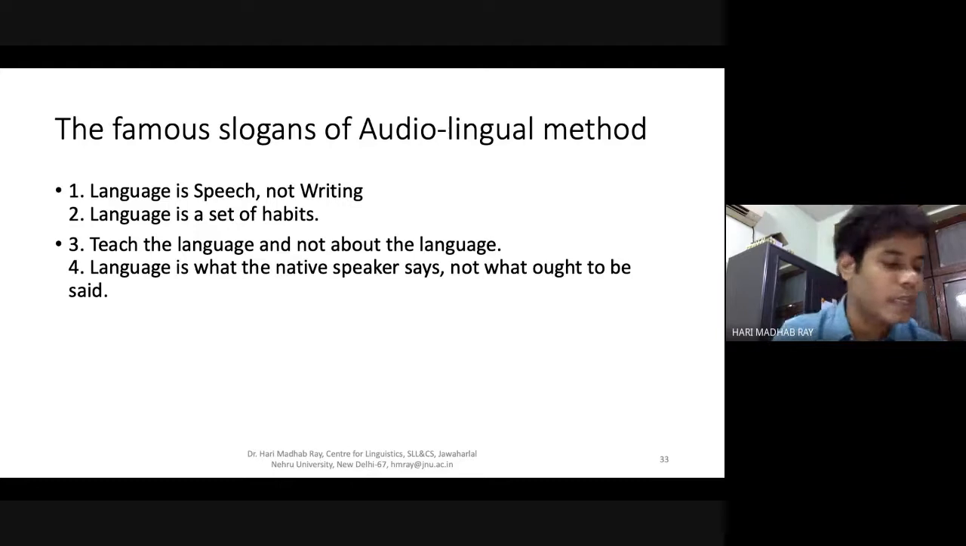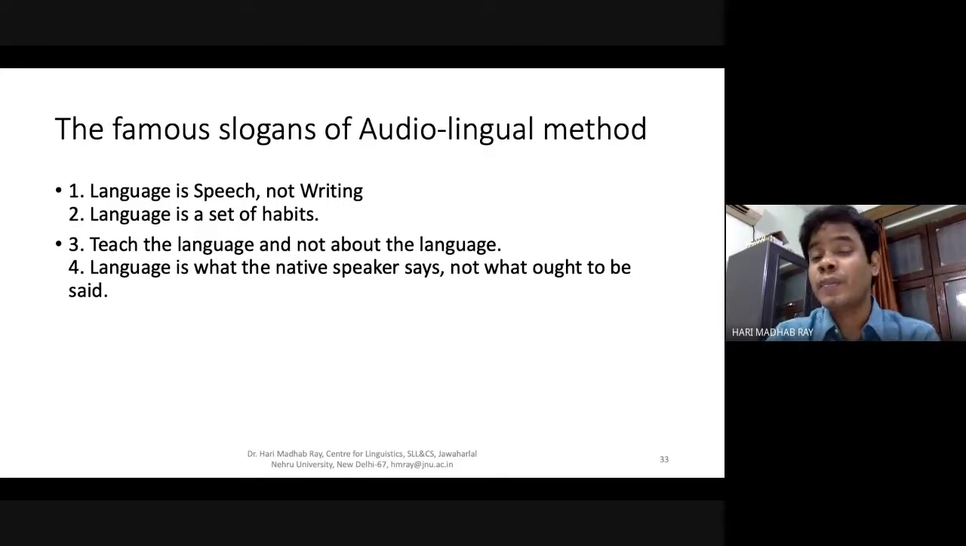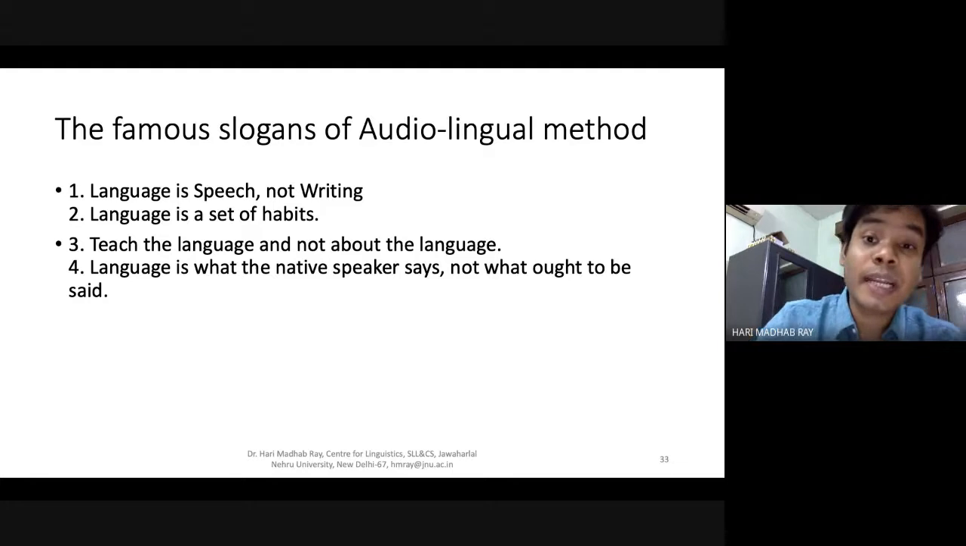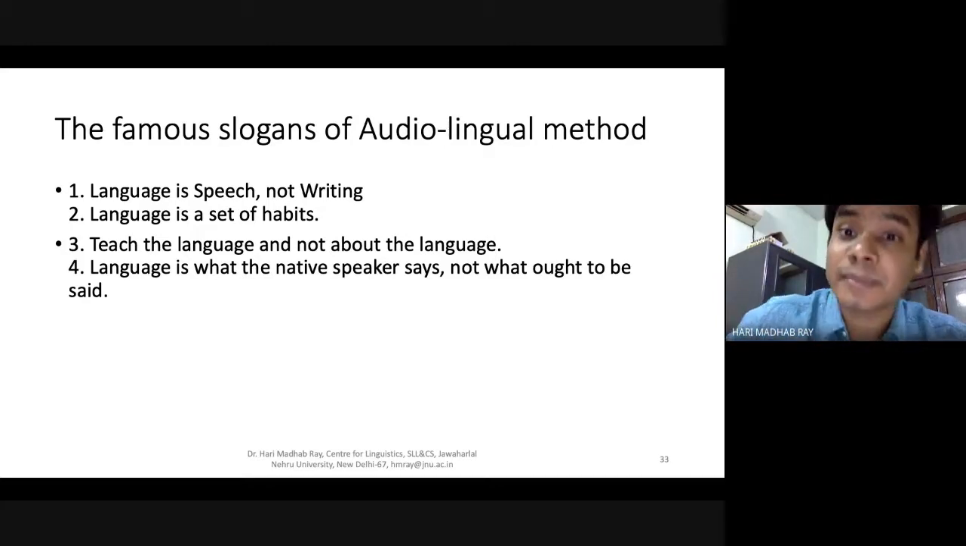I'll briefly tell you the kind of criticism this audiolingual method faced. Later on, after the emergence of generative grammar, transformational grammar, when Chomsky came into the picture, slowly and gradually the audiolingual method also started declining.